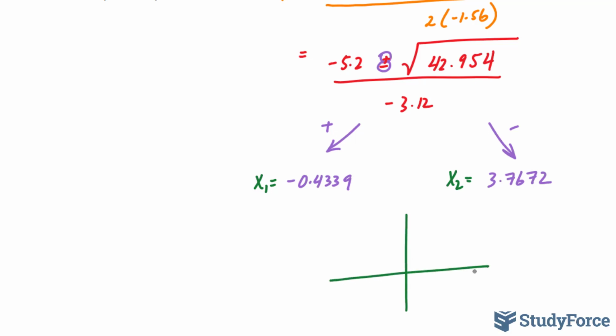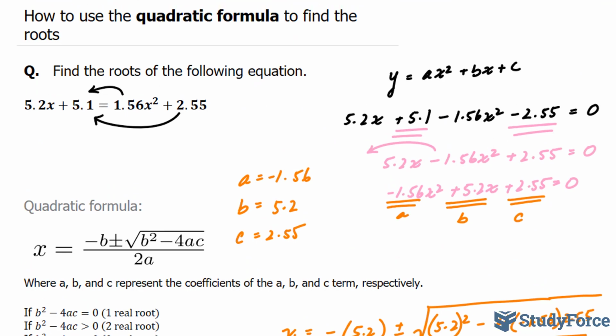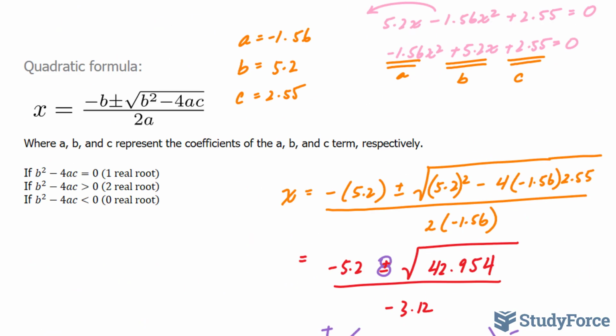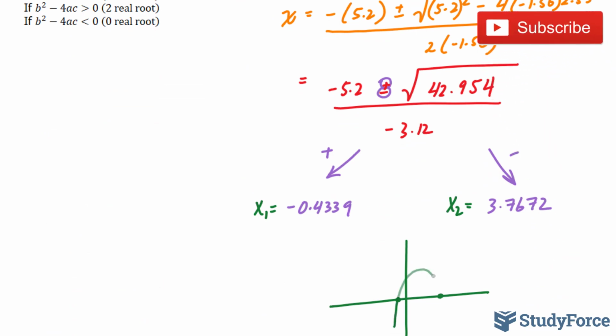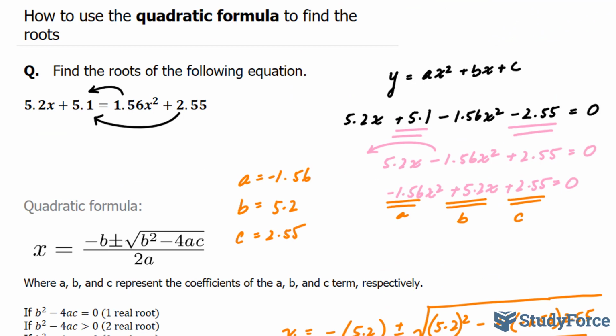Since all quadratic equations will produce a parabola when it's graphed, our parabola in particular will pass through the point negative 0.4339, so a point over here, and a point to the right at 3.7672. And one more interesting fact, given that our particular quadratic is negative, it will point down if you find the vertex. And so there you have it. That is how to use the quadratic formula to find the roots.